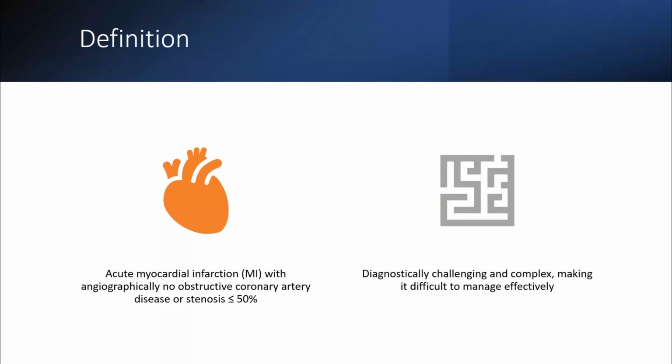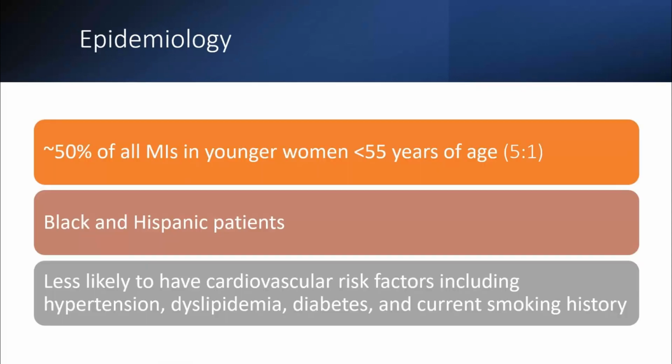The definition of MINOCA is acute myocardial infarction with angiographically no obstructive coronary artery disease or stenosis of less than 50%. Therefore, it is diagnosed after coronary cath. This entity is diagnostically challenging and complex, making it difficult to manage effectively.